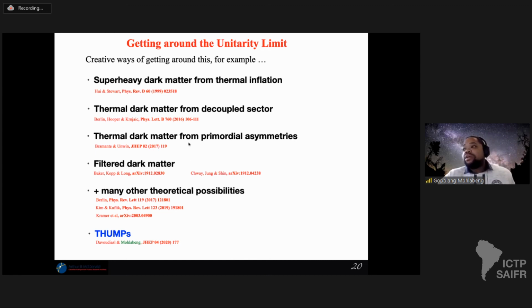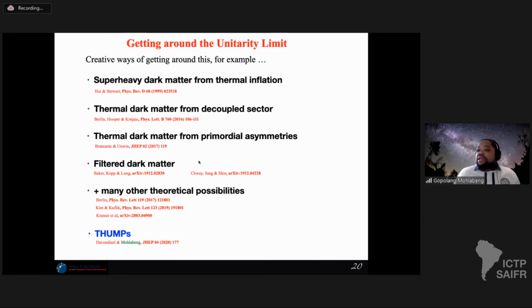And there's also thermal dark matter from primordial asymmetries, which is kind of similar to this, where you're dumping entropy again into the standard model sector, but now you're looking at asymmetric dark matter that is formed from baryogenesis, or some baryon asymmetry that was formed before. And again, the entropy dumping into the standard model sector sets the relic abundance of these asymmetric particles. And again, if James is in the audience, if I said something wrong, please correct me.